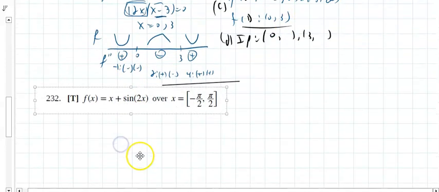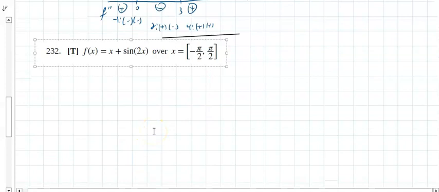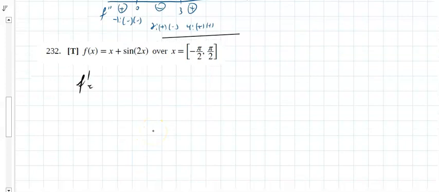The following problem, we want to figure out the derivative. That's 1 plus the cosine of 2x times 2. So I want to know, where does that equal 0? That's when the cosine of 2x equals negative 1/2.